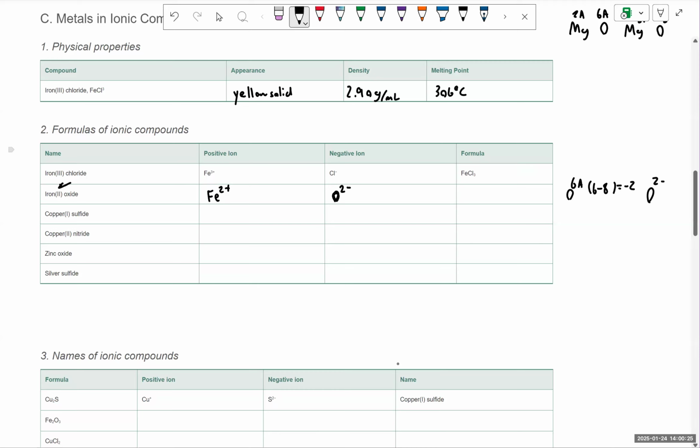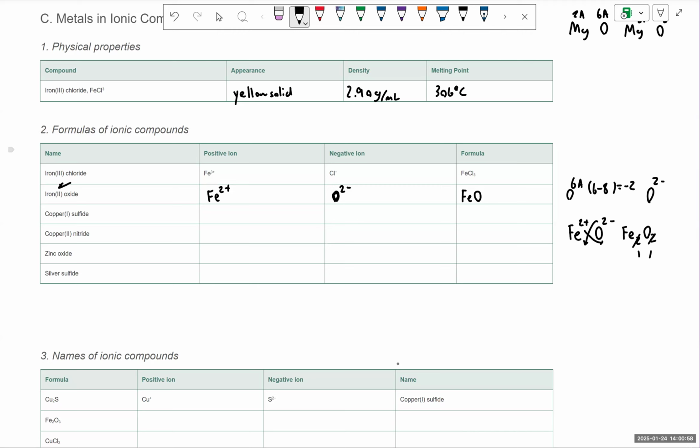From here, to calculate the formula, we take the charge of each ion and we cross it into the corresponding ion's subscript. This gives us Fe2O2. We have to stop here because we can simplify our ratio of ions, and that would give us a 1-to-1 ratio. So this gives us FeO as the full symbol for iron(II) oxide.